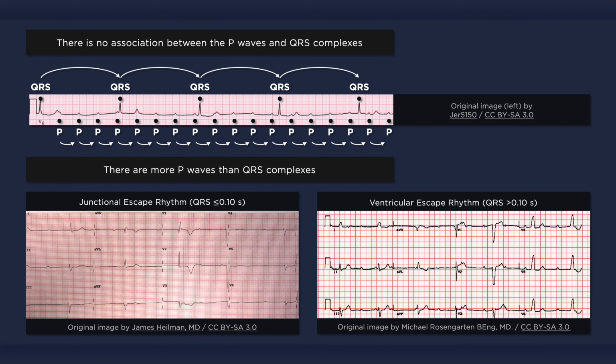When the block occurs below the level of the AV node and the escape pacemaker is in the ventricles, then a ventricular escape rhythm appears. The QRS complex is wide, and the rate is usually between 20 to 40 beats per minute or less. Clinically, patients with a ventricular escape rhythm are usually more compromised.